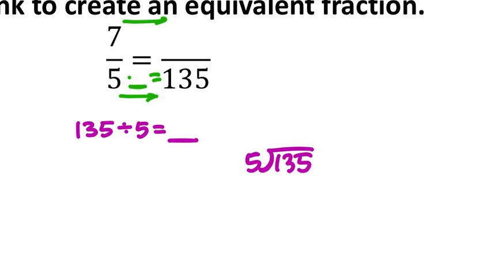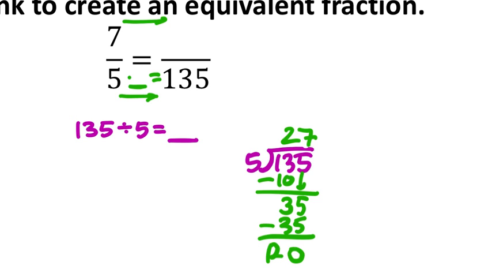So 135 divided by 5. 5 won't go into 1, but 13, yes. 2 times 5 is 10. 3 minus 0 is 3. The 1 0 out. Drop the 5 to make it 35. 5 goes into 35 7 times. 7 times 5 is 35. Nothing remaining, which is kind of what we want to see.